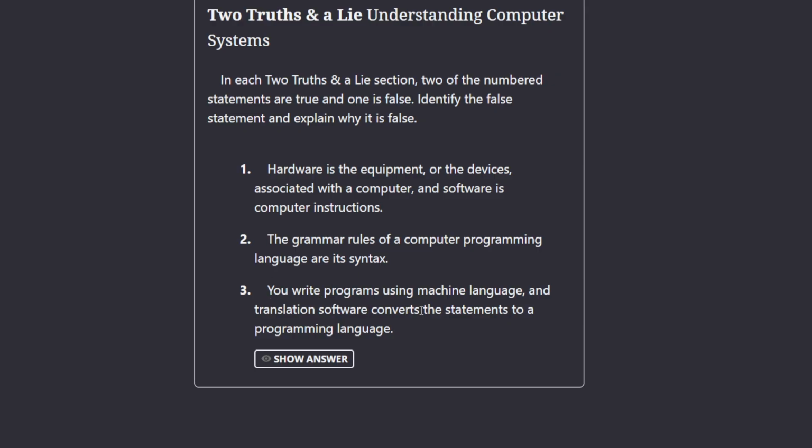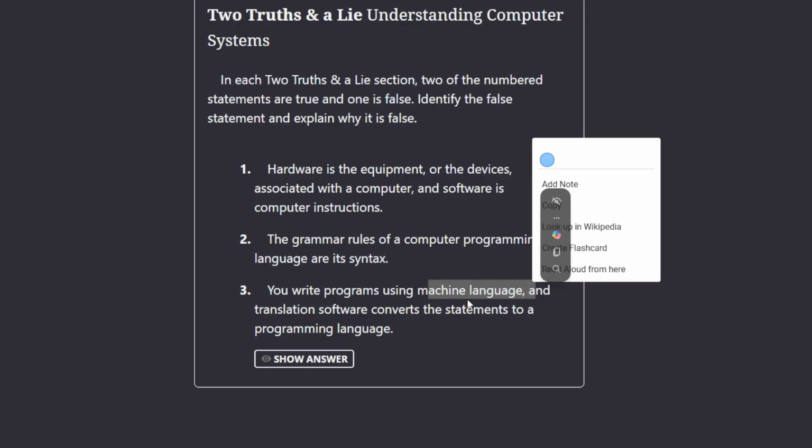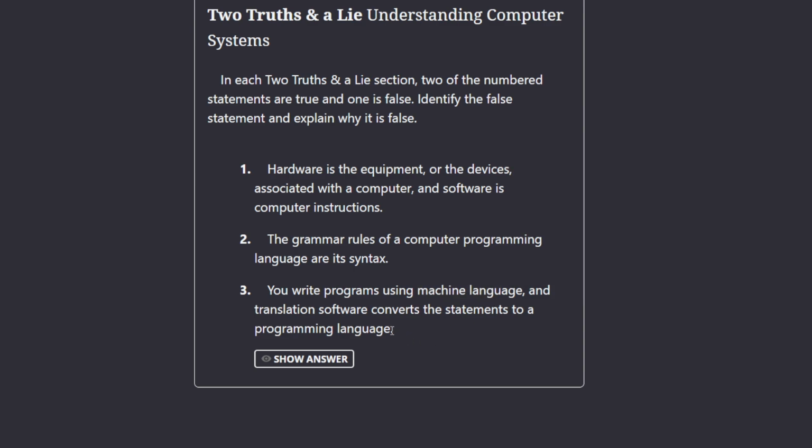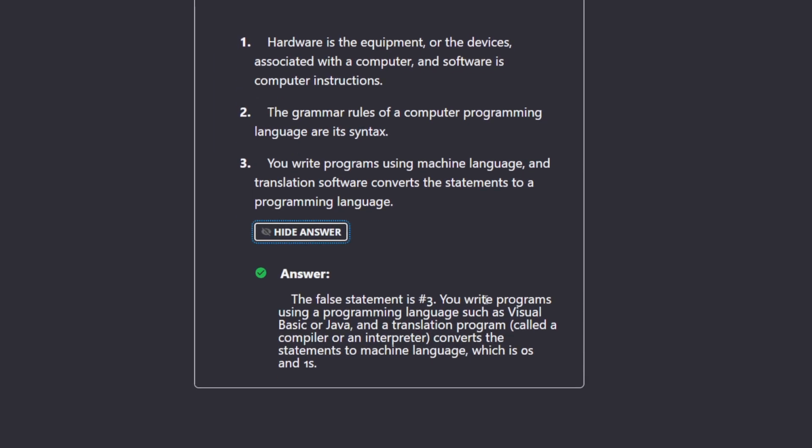You write programs using machine language and translation software converts statements into a programming language. This is the lie, because you write programs using a programming language and translation software converts the statements to a machine language. So we should swap machine language and programming language. Programming language first, then it's going to be translated to a machine language, because a computer can only understand a series of zeros and ones. Okay, so the false statement is the third one.